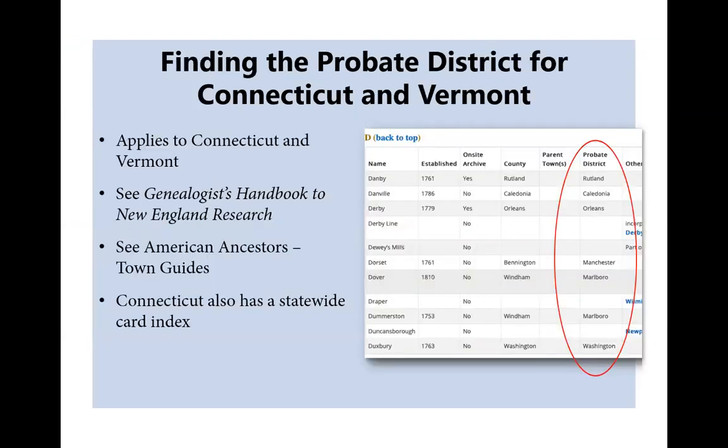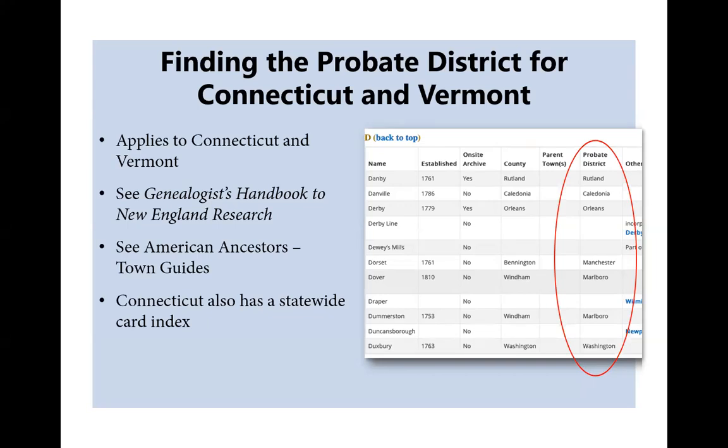So how do you find the probate district? Well, your go-to source should be the Genealogist's Handbook of New England Research. Alternatively, you could go to the main page of American Ancestors, hover over the word search in blue at the top of the page, and select from the drop-down box New England and New York Town Guides. The list of towns for Vermont will also include the probate district as shown here in the circle.